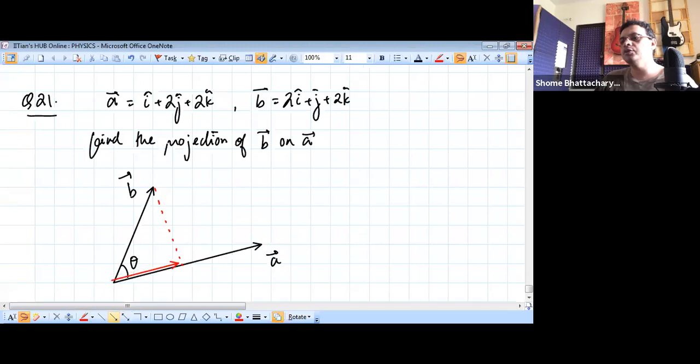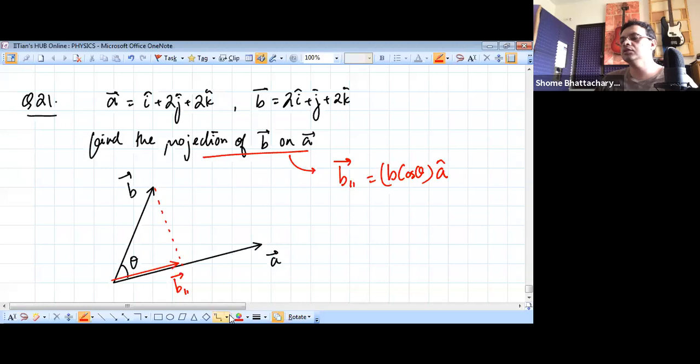Because it's the component of B parallel to A, or the projection of B parallel to A. Let us call it B parallel. This is what we have to do. So this projection of B along A, in my diagram, is this way. You can see that this has a magnitude of B cos theta, and it has a direction which is along A.